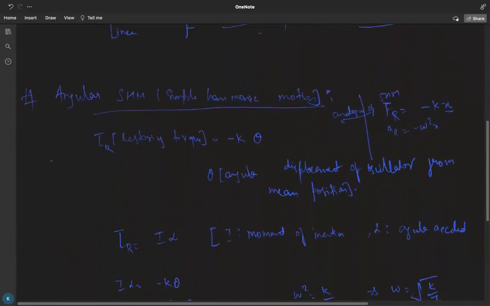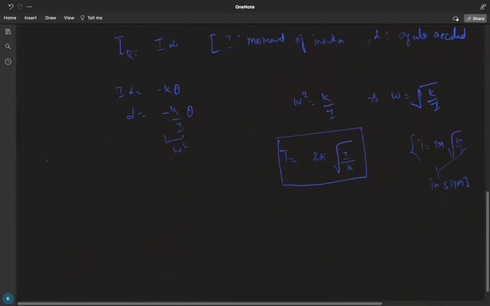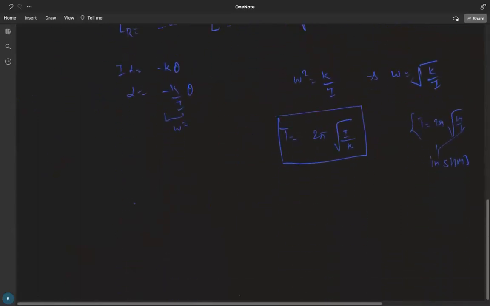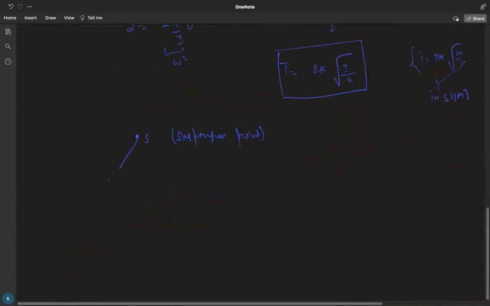Let's take a system. This is actually our S, the suspension point. Let me draw it below. This is a mass, you can say, and this is our mean position, right? And this is our angular displacement, which I call theta naught, right?